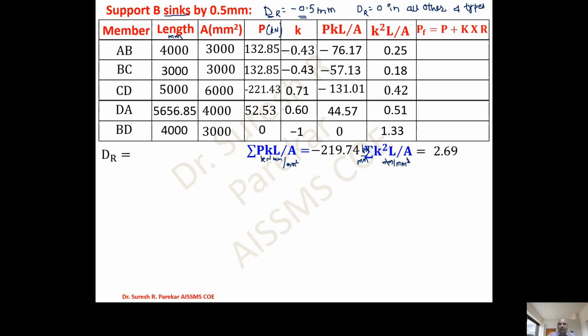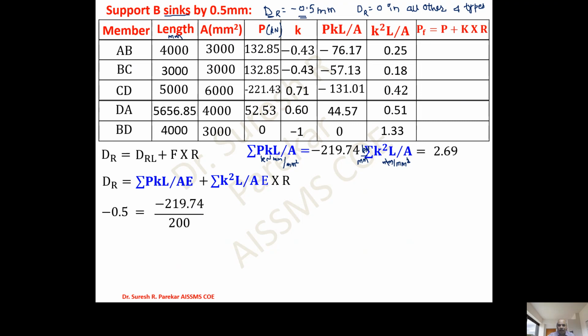And then we will go with dr, that is equal to dr L plus f into r, and then we have PKL upon A plus K square L upon A into R. Now we have this as minus 0.5, then minus 219.74. Now keep in mind this is in millimeter. So we have substituted this value, that is in kilonewton per millimeter square. Now this value 219.74, we have kilonewton per millimeter. So now you can see kilonewton gets cancelled. Millimeter square will go to the numerator and it becomes millimeter square upon millimeter. So we have it like this. So the units of all terms should be the same.